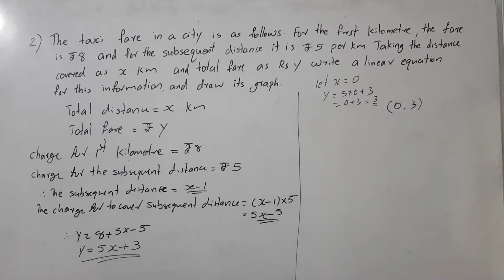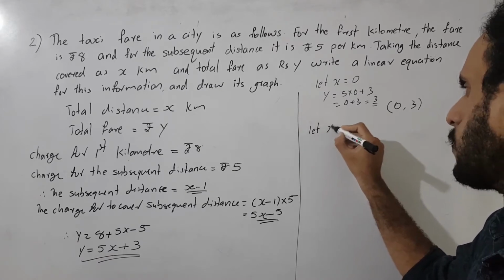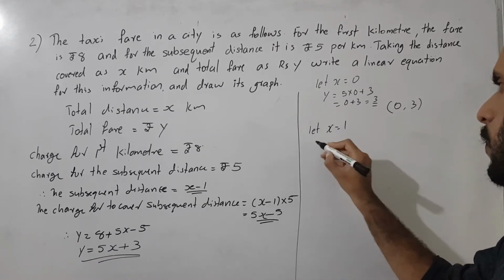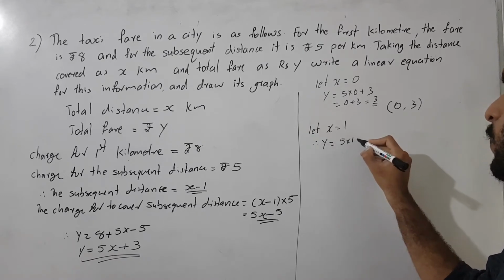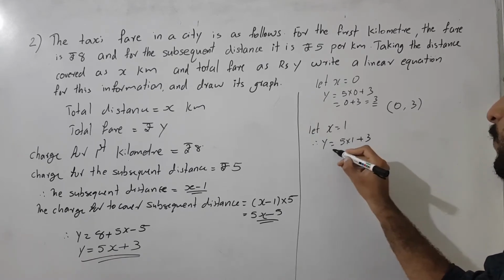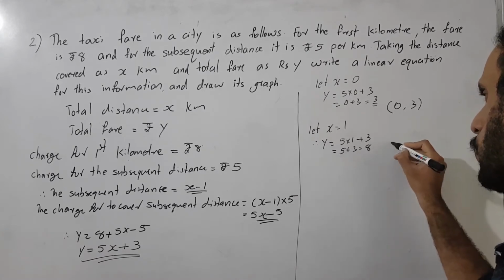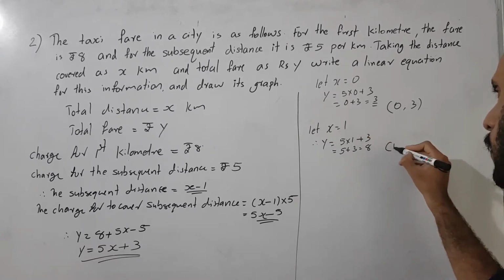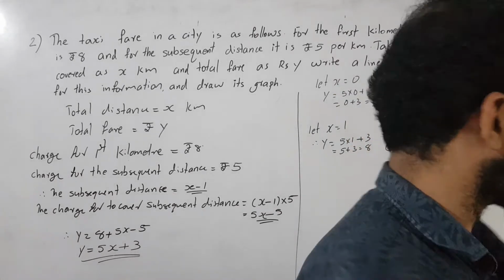Correct? So for getting one more solution, next I substitute the value of x is equal to 1. Therefore y is equal to 5 into 1 plus 3. 5 plus 3 is equal to 8. So the second solution is 1, 8. Now we got the 2 solutions, so it is possible to draw the graph, correct? So we are drawing the graph.